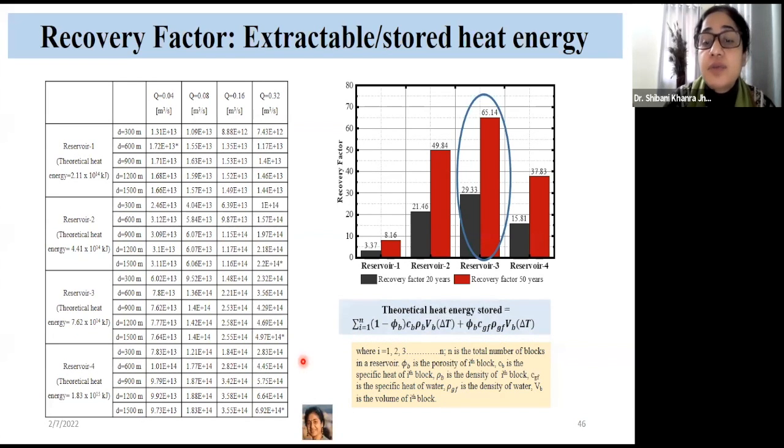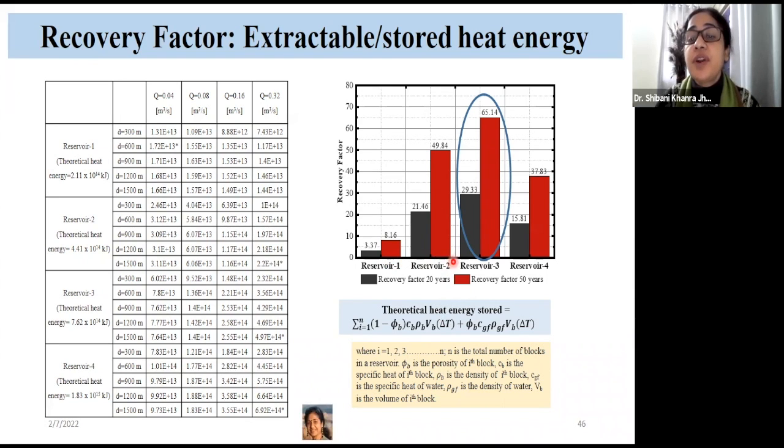And then the total heat energy is stored in the rock and fluid of that reservoir, which again can be estimated. As you can see, it constitutes the total heat, where B indicates the block, meaning the rock or porous block, and F indicates the fluid. So in the fluid you have stored heat and in the block, and together it constitutes the total heat stored. So the extractable energy divided by this theoretical heat gives the recovery factor.